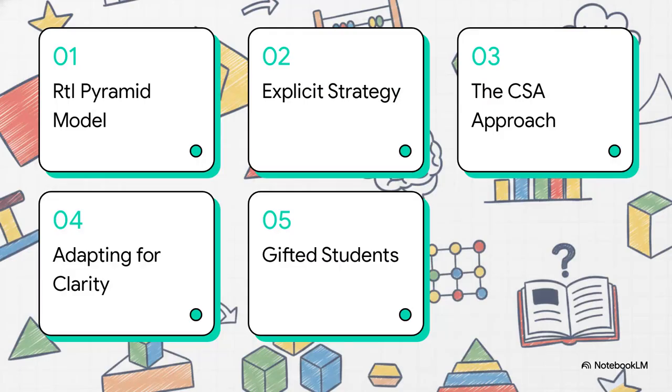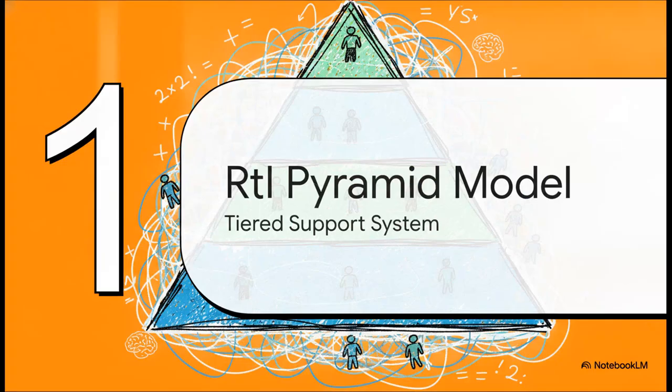Here's our roadmap for today. We'll be covering: 1. The RTI pyramid model, 2. Explicit strategy interventions, 3. The CSA approach, 4. Adapting for clarity, and finally, 5. Supporting mathematically gifted students. All right, starting with number 1, the RTI pyramid model. Let's look at this foundational structure that really acts as a safety net for our students.